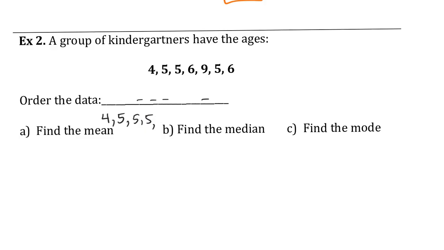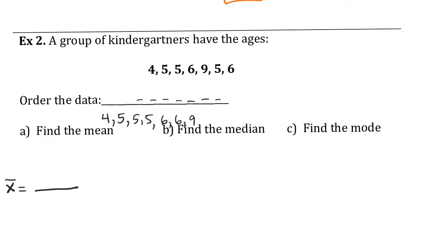And then I have a 6 and a 6. Then I have the 9. Let me just double check: 1, 2, 3, 4, 5, 6, 7. Okay. Now the mean age is when I add them up and divide.